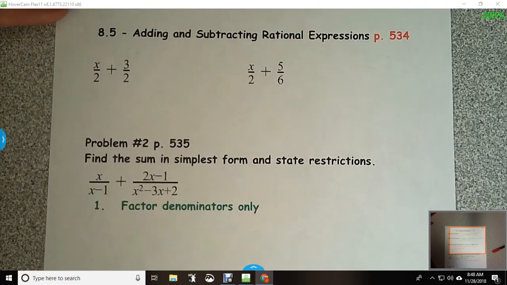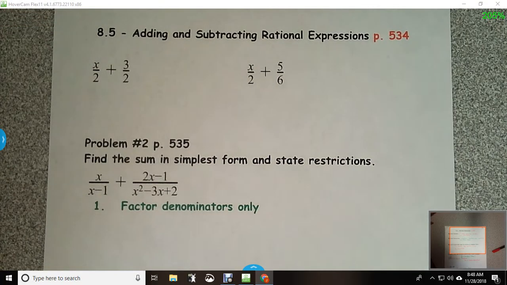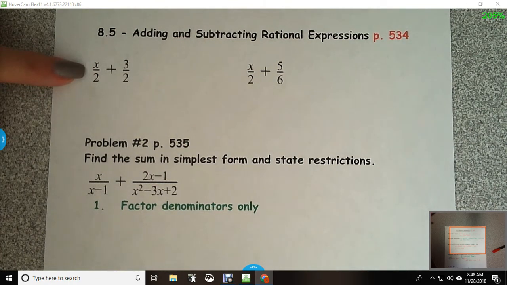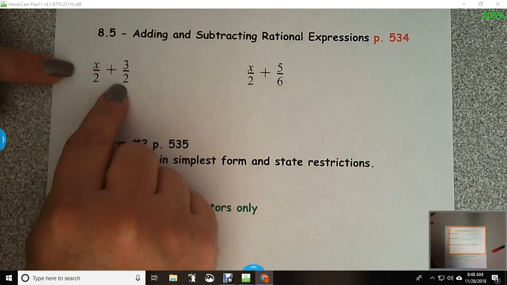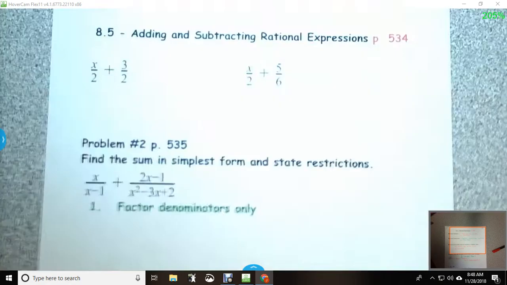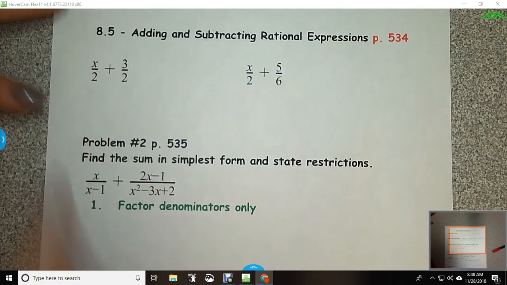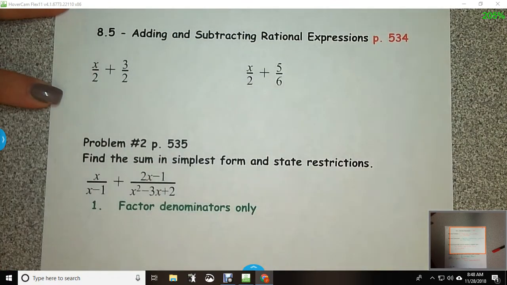All right, so today we're going to talk about section 8.5, which is adding and subtracting rational expressions. What you've got to remember is that when you add and subtract fractions, you have to have a common denominator. So if you take a look at these two that I'm supposed to add, I already have a common denominator. It is a 2, so I don't have to fix this one.